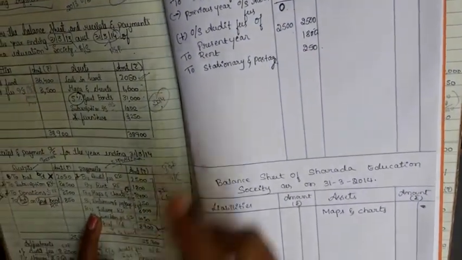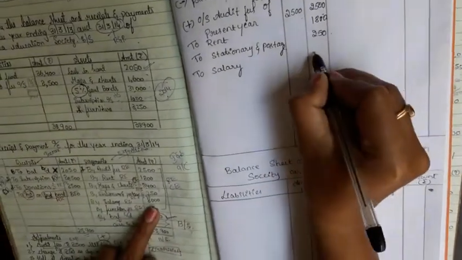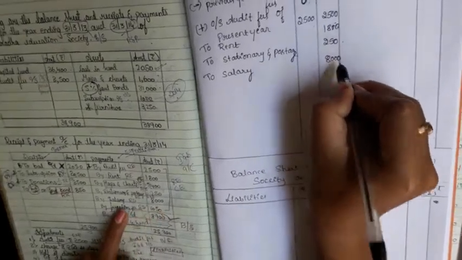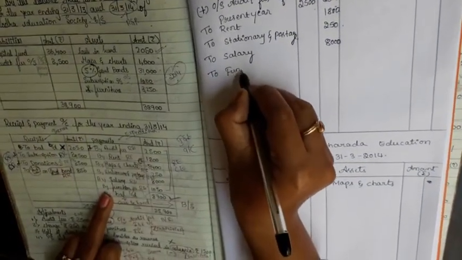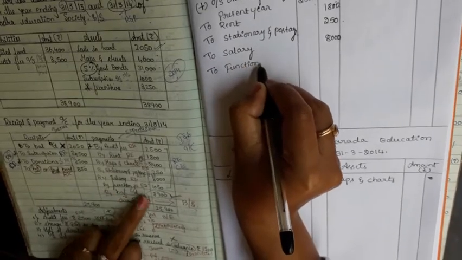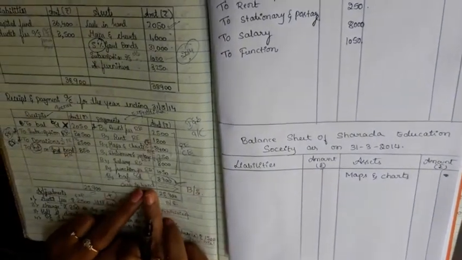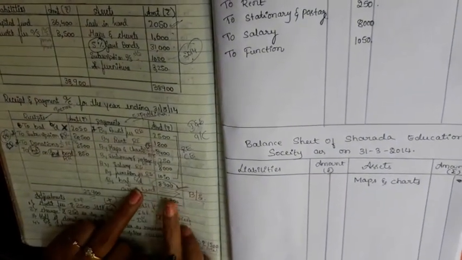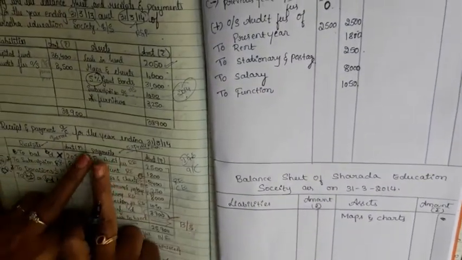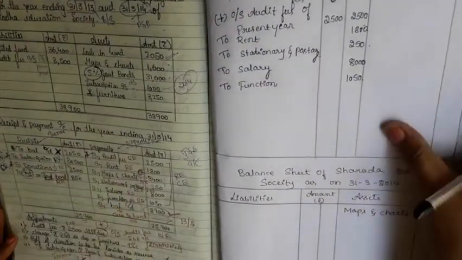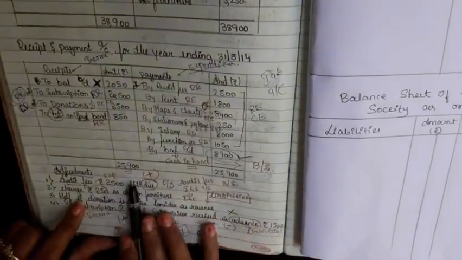Next one is salary, rupees 8,000. Next one is function, 1,050. Next one is balance carried down. It should be taken in the balance sheet. So it is related to expenditure which is transferred from the payments account. So let us clarify whether they have any expenditures in adjustments.